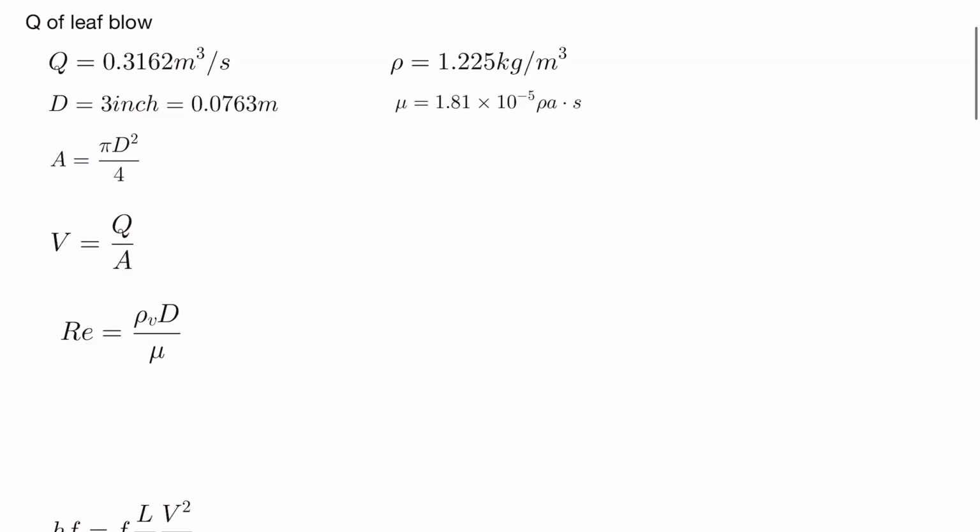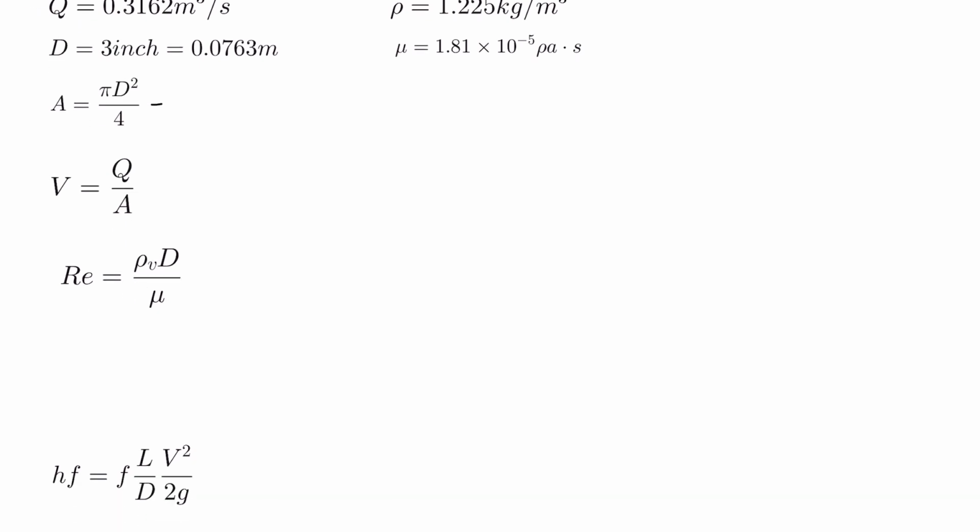So right here, you're able to see that we have 4 constants. The first is going to be flow rate. Flow rate is going to be 0.3162 meters cubed per second. This is a constant based upon the flow rate of the leaf blower. Next, you're going to have density. Density of air is going to be 1.225 kilograms per meter cubed. Then you're going to have our diameter, which is going to be 3 inches, or converted to meters, 0.0763 meters. Finally, you're going to have viscosity of air, which is going to be 1.81 times 10 to the negative 5th pascals. We're going to start by calculating the area.